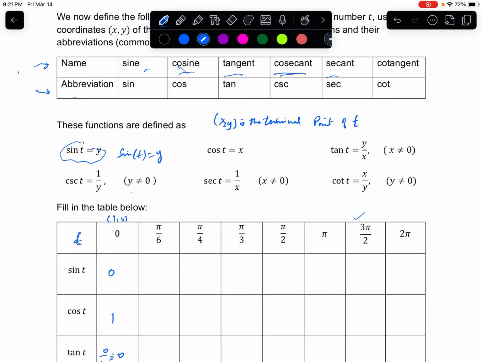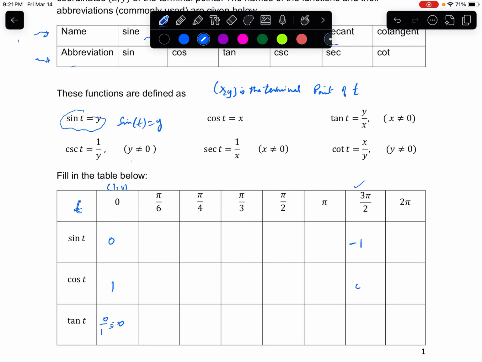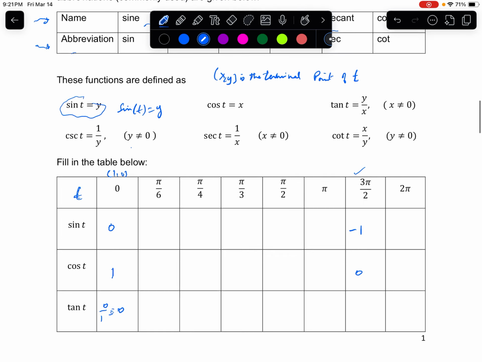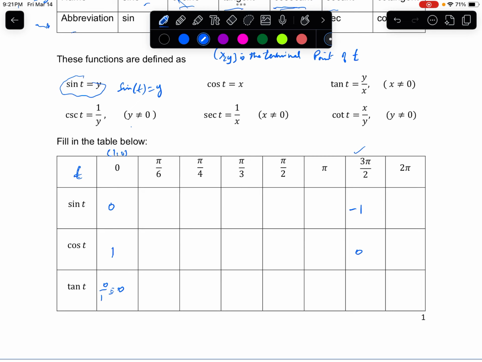When we write the trig functions, sine of 3 pi over 2 will be equal to the y coordinate of the terminal point, which is negative 1. Cosine of 3 pi over 2 will be 0. Now tangent of 3 pi over 2 will be y over x. x is 0 and y is negative 1, so we have negative 1 over 0, which means undefined. This is how you fill in the rest of them. I will leave it for you to do, and I will come back and meet you in the next video.